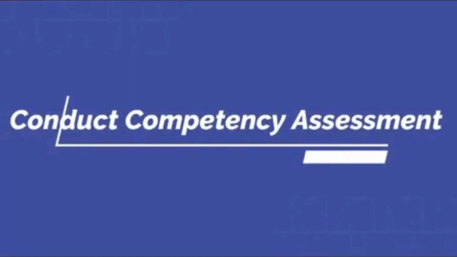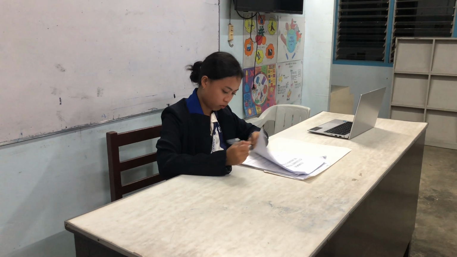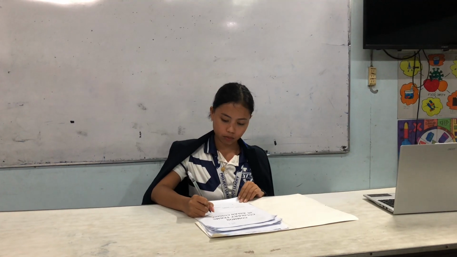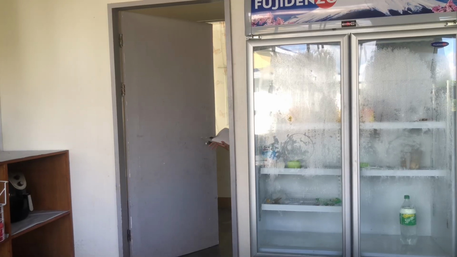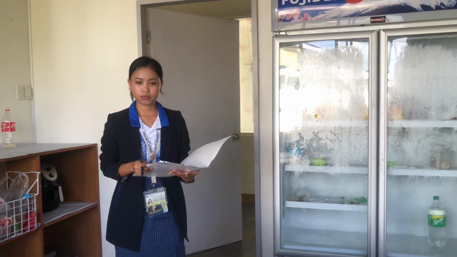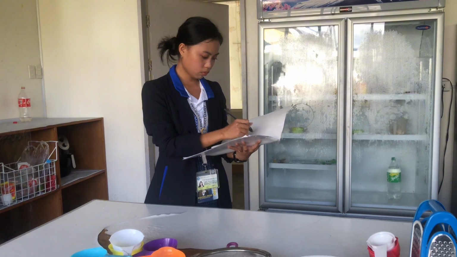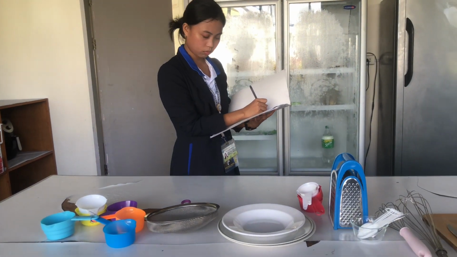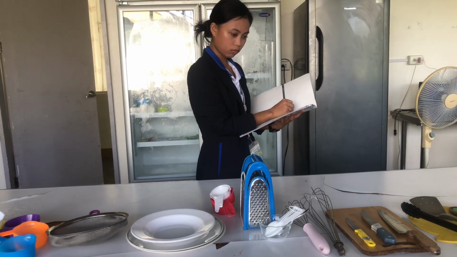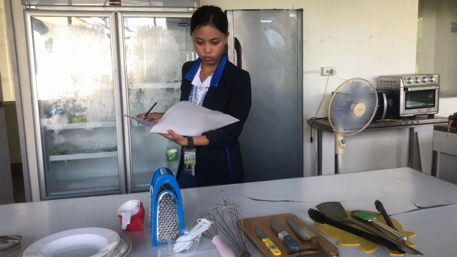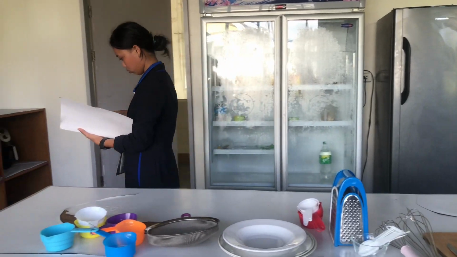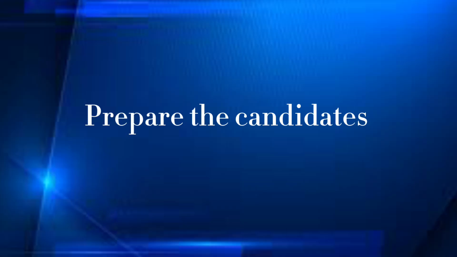Conduct competency assessment. Establish the context and purpose of assessment. The assessor must familiarize self with the qualification or unit of competencies to be assessed. Ensure that the assessment site complies with the relevant occupational health and safety requirements. Ensure that the assessment resources are available. Prepare the candidate.